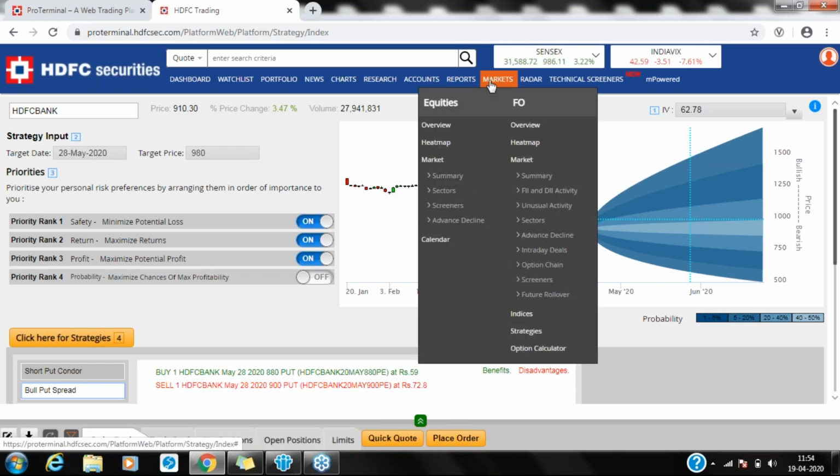How to reach there? Once you enter your pro terminal, you have to go to the market. In market, then you have to select the strategy.